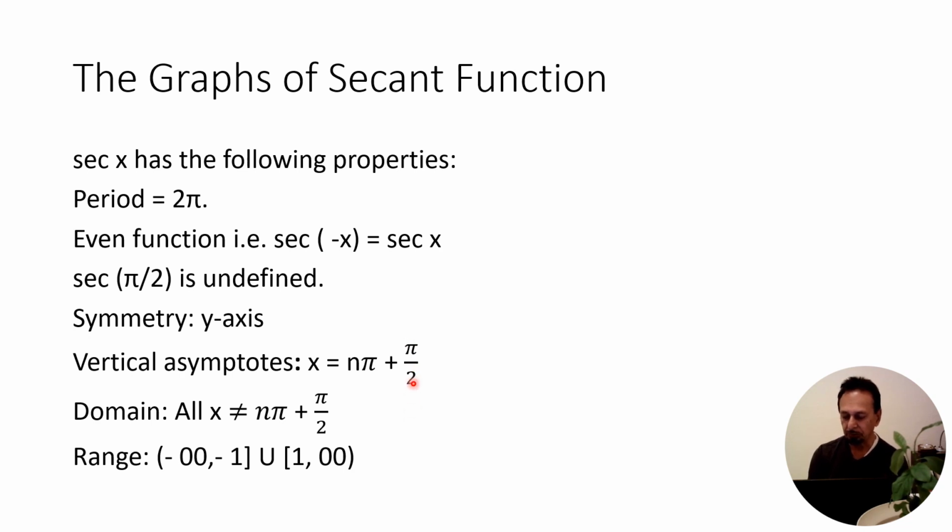Wherever cosine is 0, that's where you have the vertical asymptote. The domain is x not equal to n pi plus pi over 2, and the range is negative infinity to negative 1 and 1 to infinity.